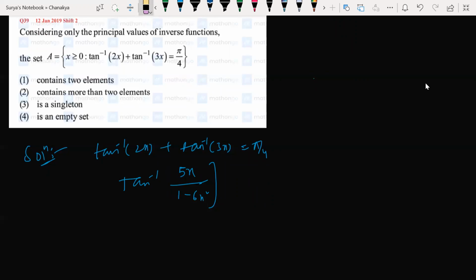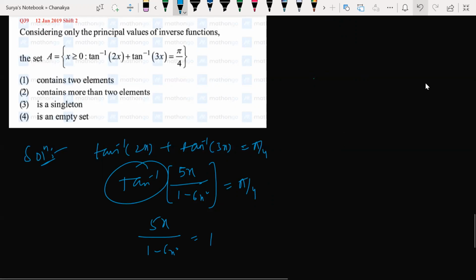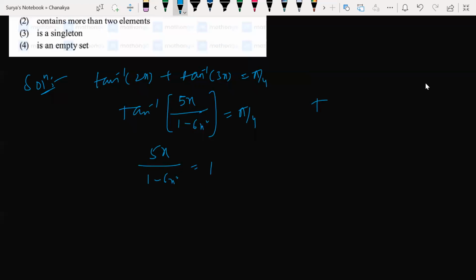It will be giving you what? 2x into 3x, how much? 6x square only, right? So a plus b by 1 minus a into b is equal to pi by 4. So 5x divided by 1 minus 6x square is equal to tan of pi by 4, which is 1. If I shift this tan inverse to the right hand side, it becomes tan pi by 4. All right. So or else I'll give you one thing here.